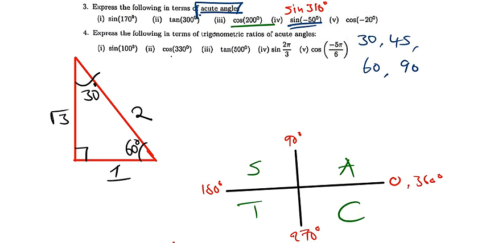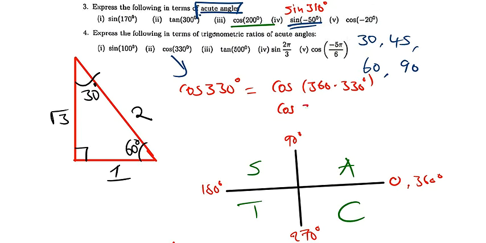Okay, now let's look at this one. Cos 330. 330 is in which quadrant? It's between 270 and 360. So for us to find the acute angle, subtract from 360. So cos 330 gives us what? Cos of 360 minus 330. That's cos 30. Now cosine is positive in the fourth quadrant, so it will remain positive.